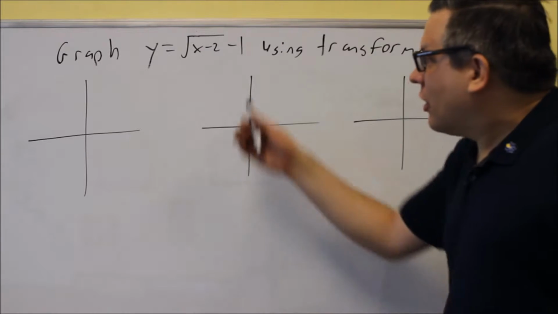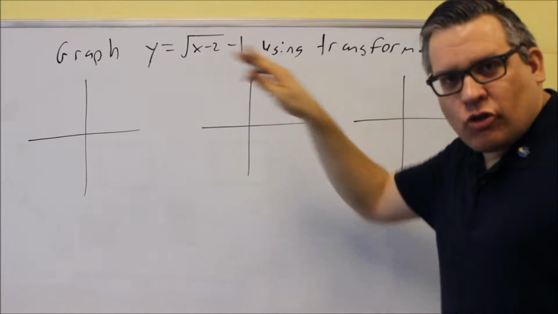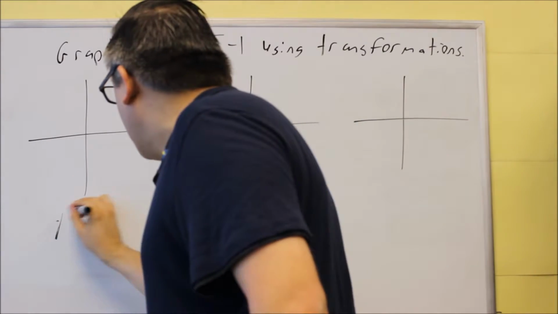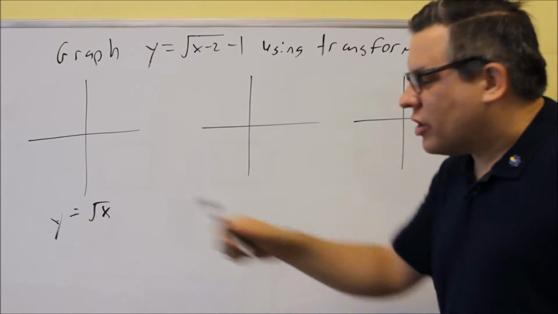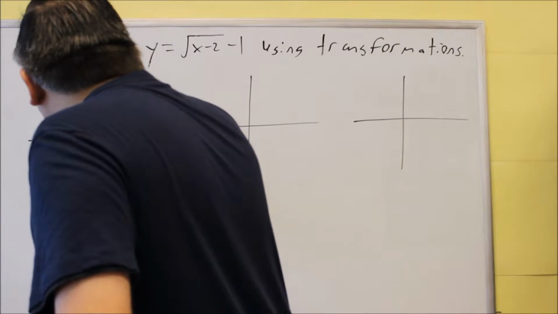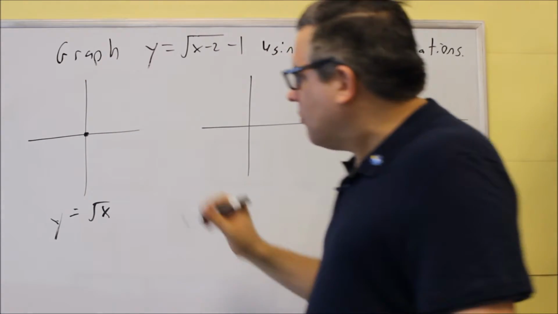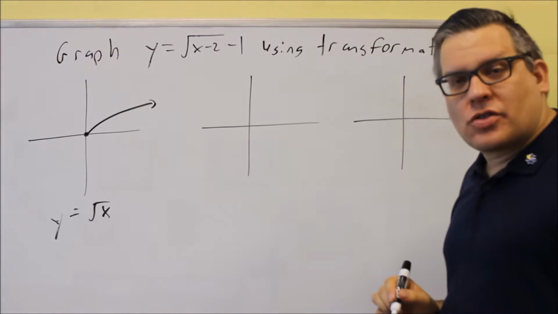Okay, so now let's take a look at a different base graph. This one is a square root, so you want to make sure you start with the correct base graph. If we look at our library of functions, it shows that it's y equals square root of x. Now, that one starts at (0, 0), and it's going to go up and to the right just like that.